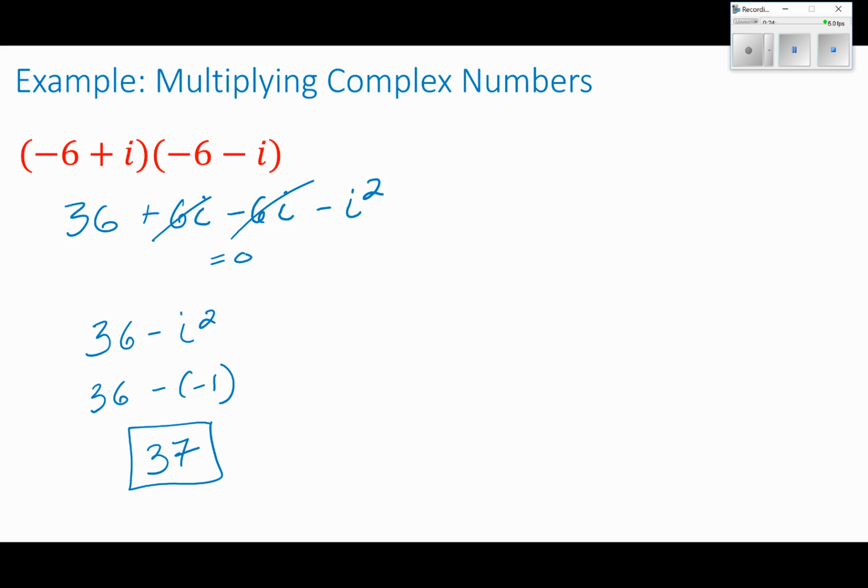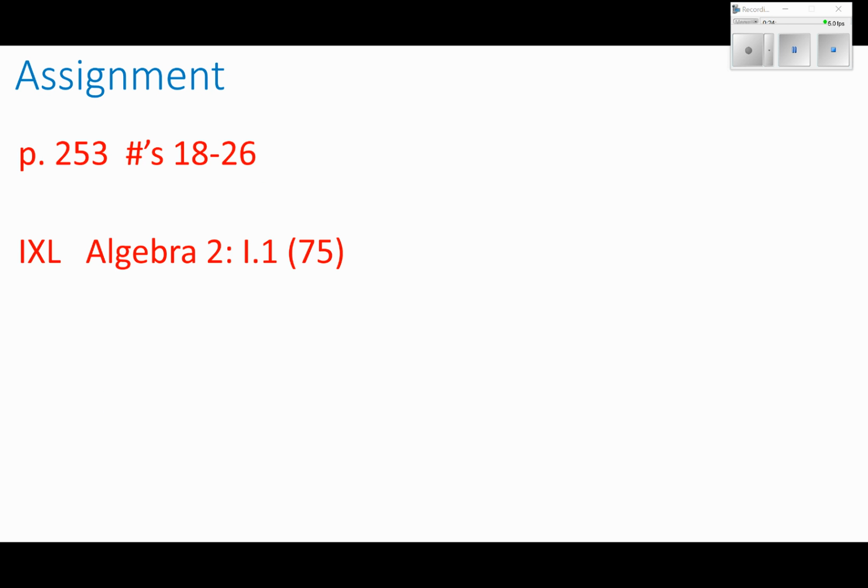Okay, so for today, page 253, 18 through 26. Also in IXL Algebra 2, I.1 all the way to I.75. Okay, have those done and ready to go for tomorrow.